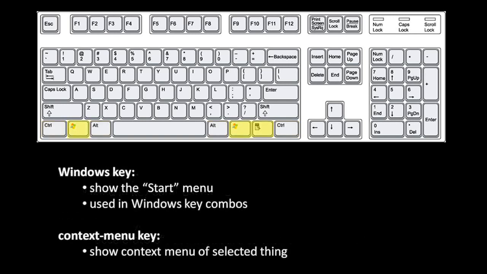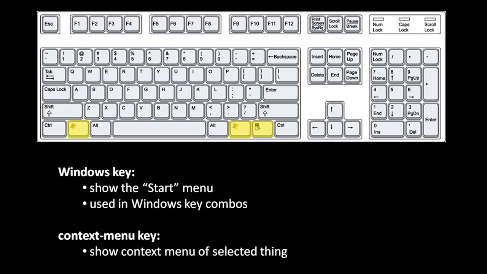One more key you'll see two of at the bottom of your keyboard is what's called the Windows key, and it's usually labeled with the Microsoft Windows icon. If you hit this key, it's the same as clicking on the Start menu button, and the Windows Start menu will pop up. Also, the Windows key is used in a number of shortcuts for Windows itself. For example, if you hold the Windows key and hit M, that will minimize all of your windows.